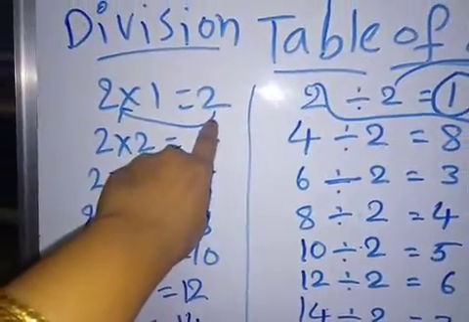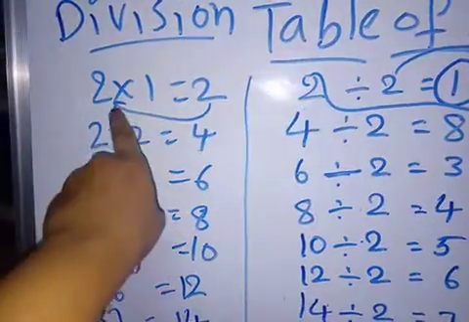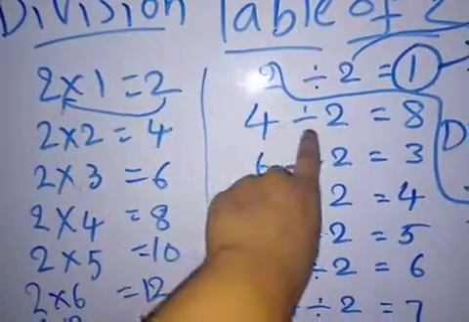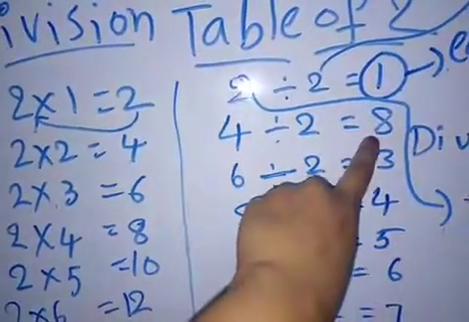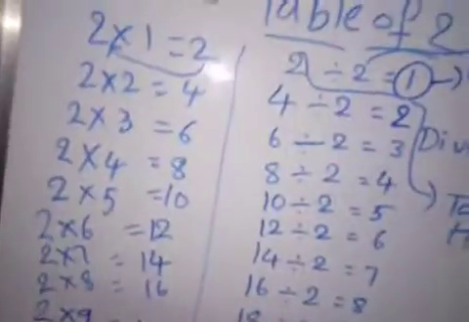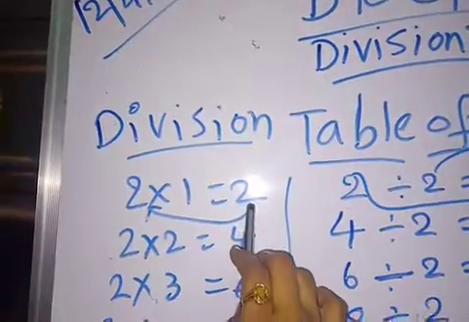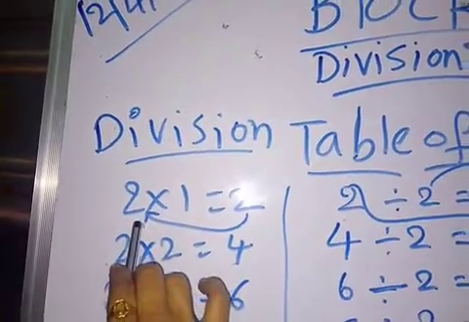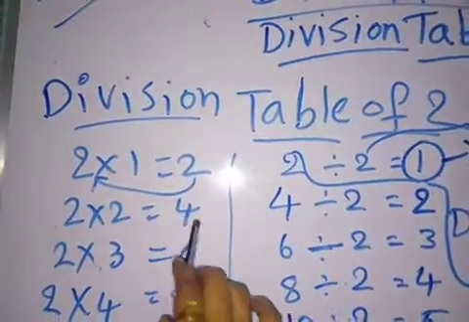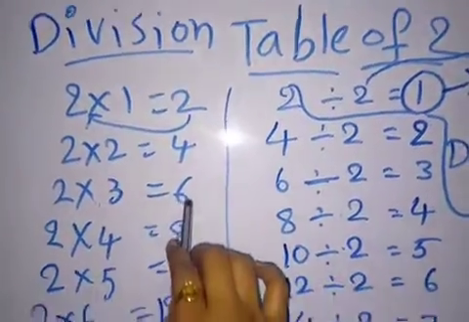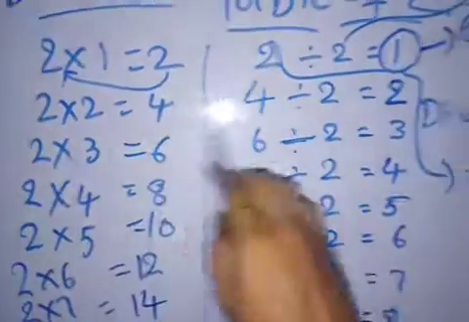Okay now, here see, the board I clearly mentioned. 2 ones are 2. This is total number of things. Total number of things divided by, using the division 2 table, is equal to 1. Again total number of things 4 divided by 2 is equal to 2. Now total number of things 6 divided by the division 2 table is equal to 3.